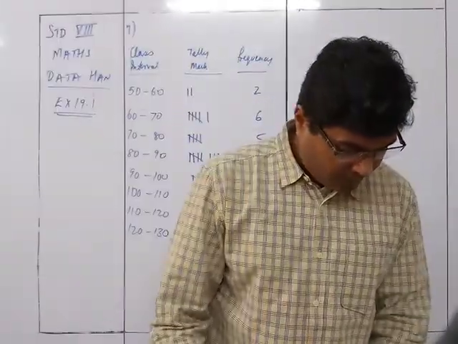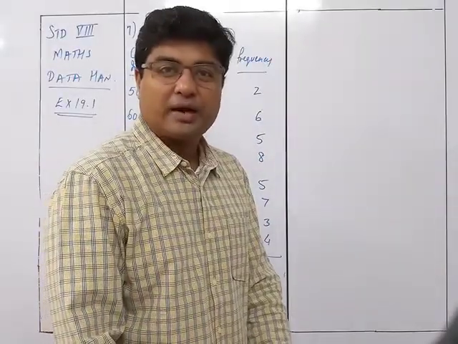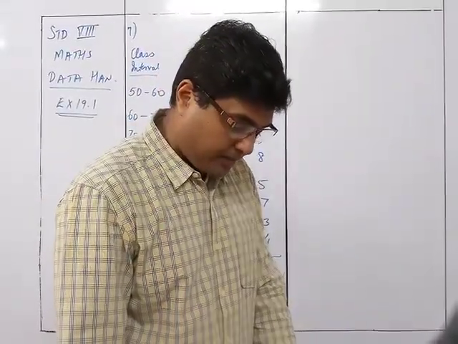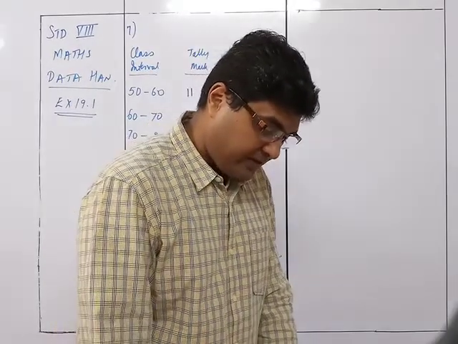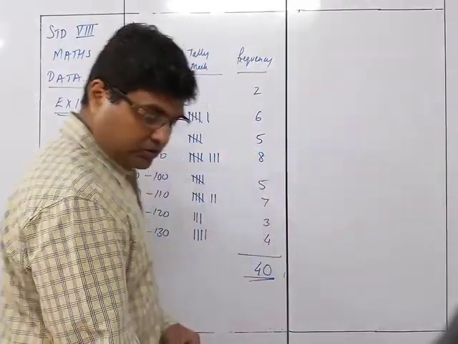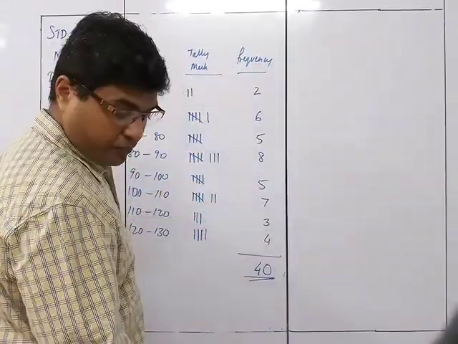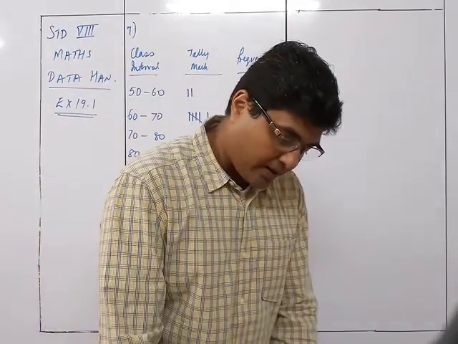Now we'll find out whether these answers are correct, because before we draw the histogram, it is better that I cross check. There should not be any problem later on. So we see the exercise that will be given to you as 2, 6, 5, 8, 5, 7, 3, 4. Yeah, that's it. So that is the required thing.